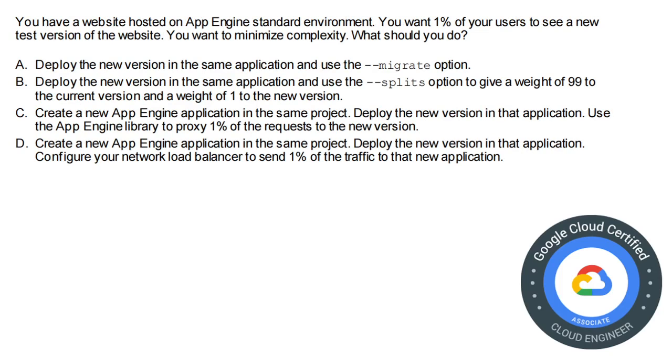What should you do? Okay. So the correct answer is option B. That is, you will deploy the new version in the same application and use splits option. So splits option is very important here. You have to remember this. You have to use splits option to give a weight of 99 to the current version and weight of 1 to the new version, because they have told that you want 1% of your users to see the new test version. So remember that splits is the option that you have to select.